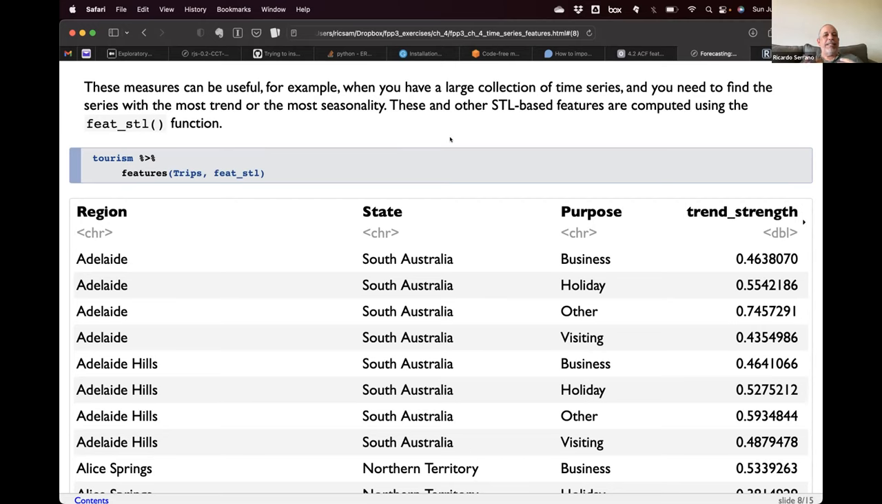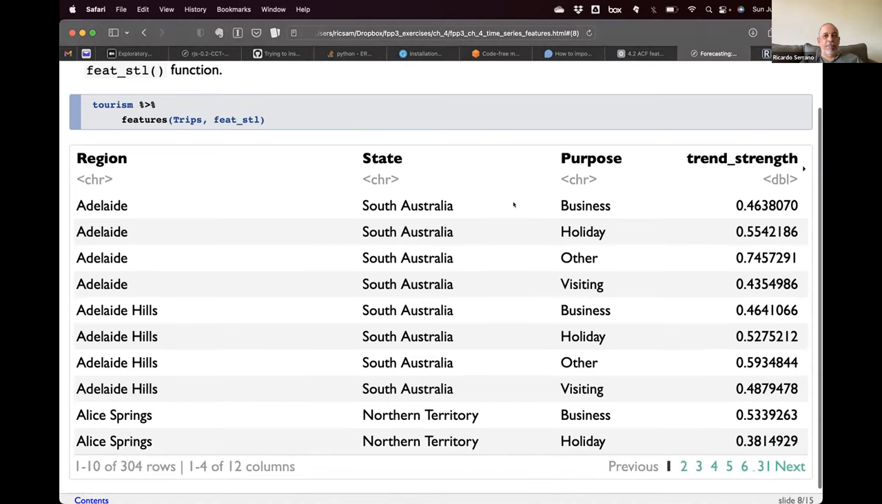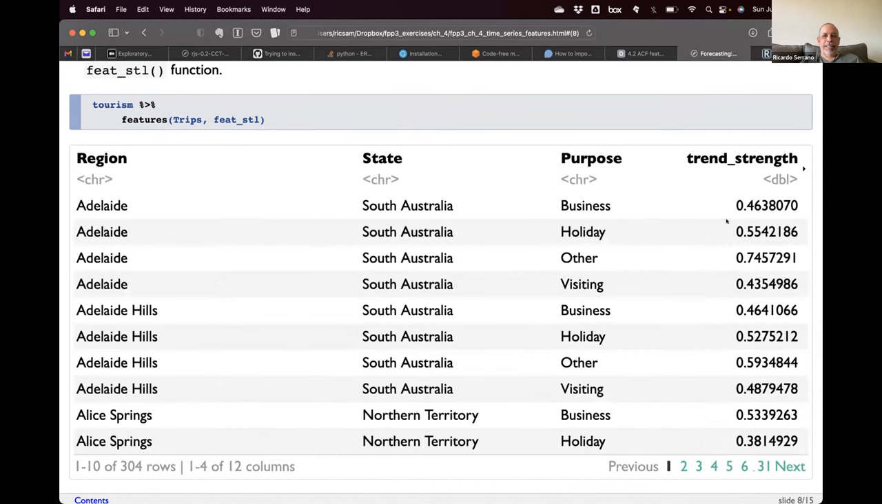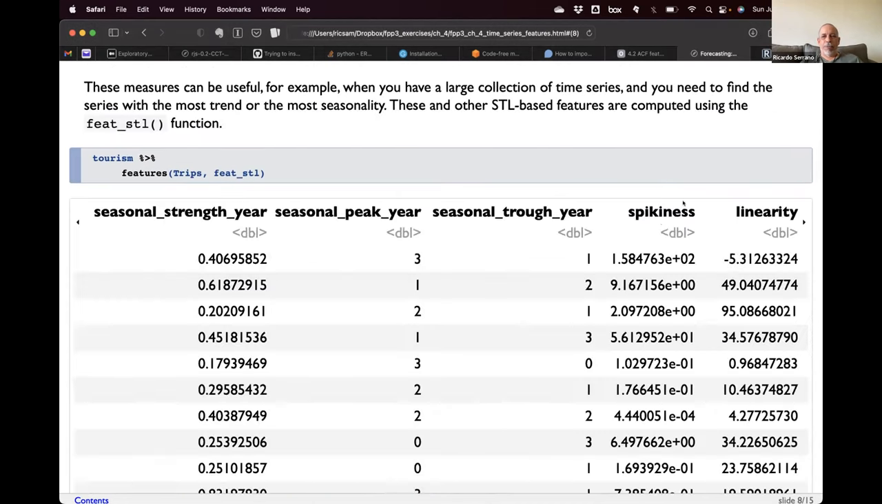What is it about? Does the time series have a strong trend or a weak trend? Is it more seasonal or less seasonal, etc.? So these measures will give you a little bit more understanding of what the trend, the seasonality, and, of course, the remainder are all about.